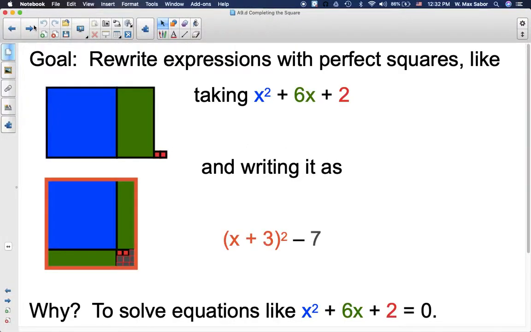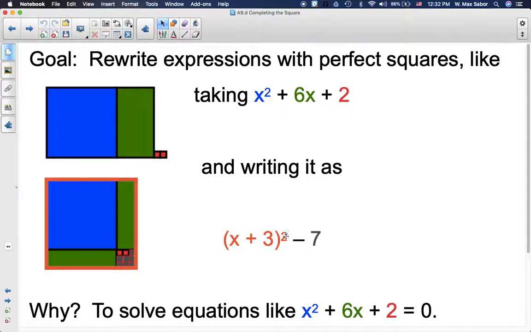Completing the square. The goal of completing the square is to rewrite expressions with perfect squares, like taking this expression, x squared plus 6x plus 2, the visual seen on the left, and rewriting it as x plus 3 squared minus 7. So you see the 7 missing squares. Why? Well, this is to solve equations like x squared plus 6x plus 2 equals 0.